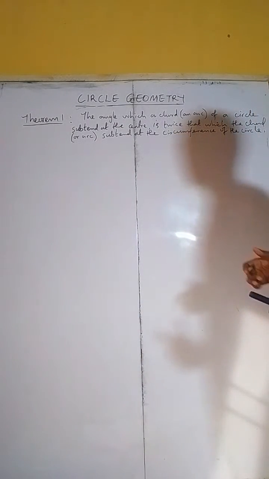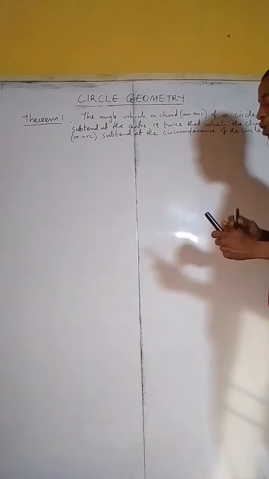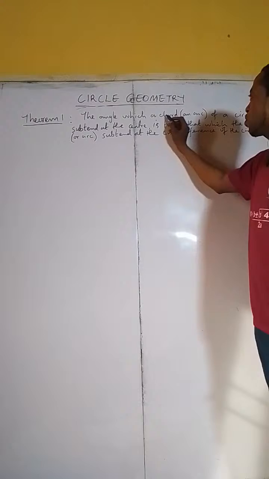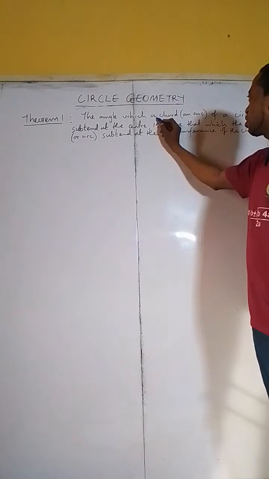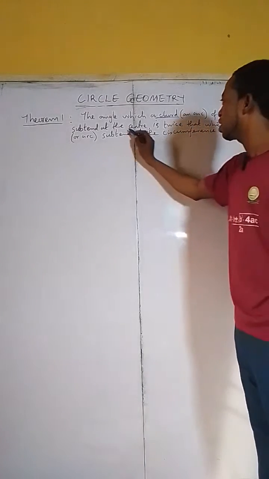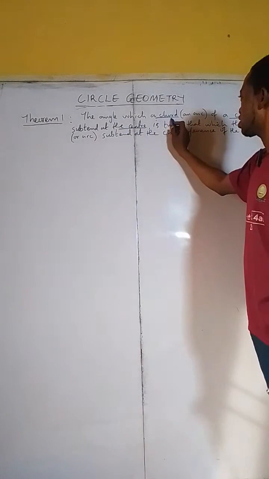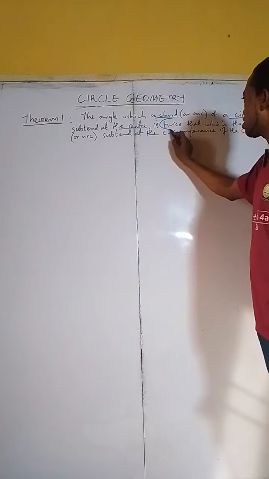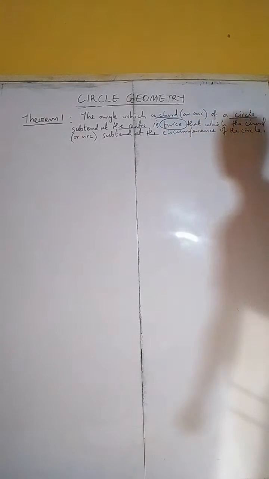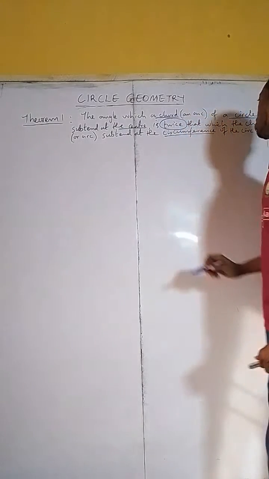That's the first theorem, and we are going to look at the proof of it. The angle which a chord. So the key word we have here is chord, or it might be arc of a circle. So circle is very important. At the center is twice. This statement, twice, is what is connecting the theorem. That's times 2, that which the chord or arc subtends at the circumference of the circle.